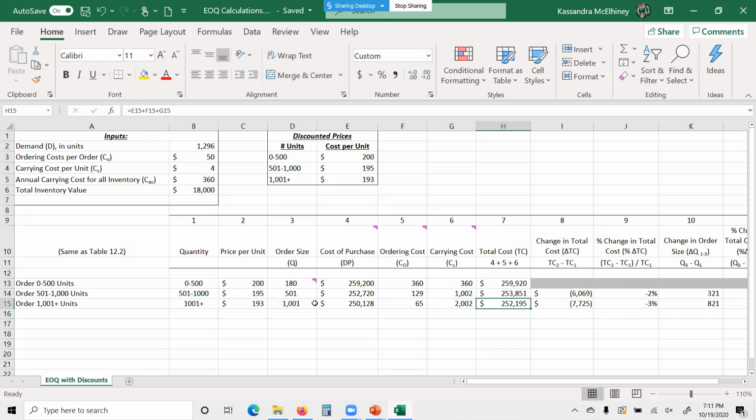So total cost, we add the 3 together: the cost of purchase, the ordering cost, the carrying cost. Just a little bit less than ordering 501 units. Not a huge amount to write home about. As compared to the economic order quantity, though, the difference is $7,700.